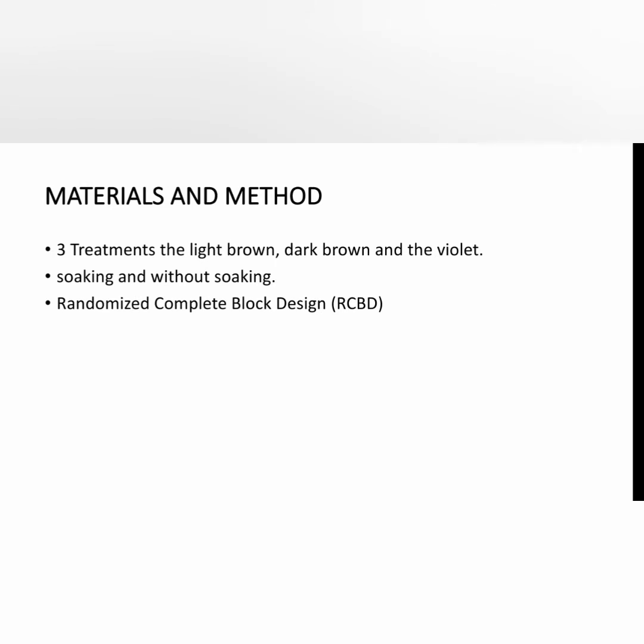Okay, so materials and method. The seeds collected will be divided into three treatments: the light brown, the dark brown, and the violet. The color will be an indication of the maturity of the seed. There will be two setups in terms of planting, or sub-treatments: with soaking and without soaking.